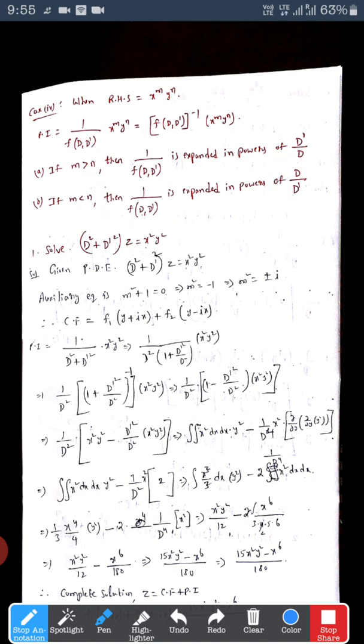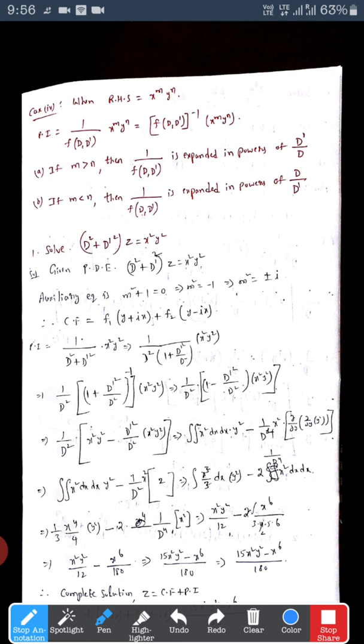Same here also, for finding CF, we take m is equal to 1, d is equal to m and d dash is equal to 1. Therefore, this becomes m square plus 1 is equal to 0. The roots are m equal to plus or minus i. That means one root is i and another root is minus i. Therefore, CF is f1 of y plus ix plus f2 of y minus ix.